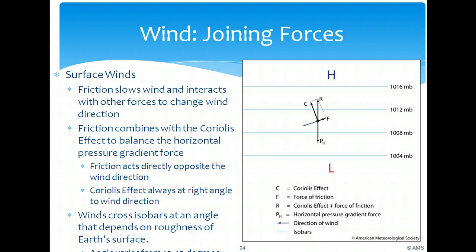How does friction affect horizontal winds within the atmospheric boundary layer? We should appreciate that friction will slow down the wind, but in addition, friction will have other forces interacting and alter wind direction. As we can see in this particular diagram, within the atmospheric boundary layer, friction slows the wind and shifts the wind across isobars towards the low pressure, as we can see here, due to this force of friction.